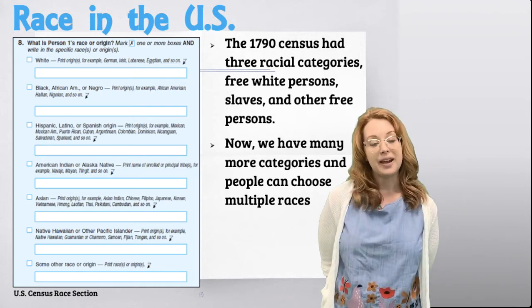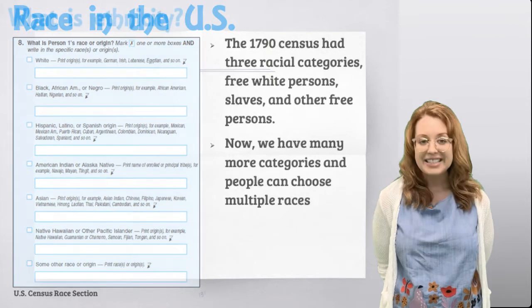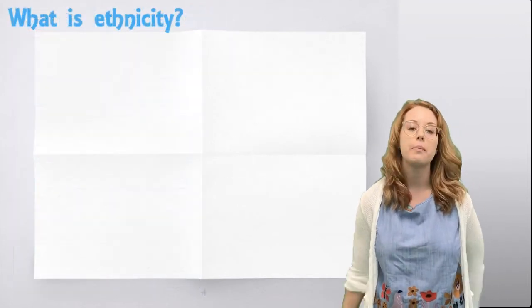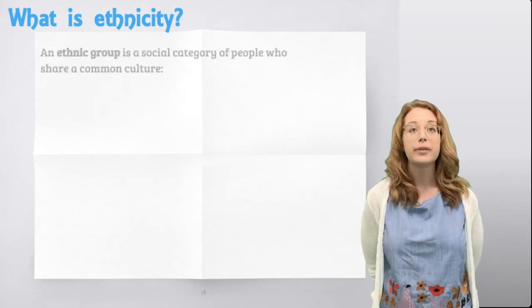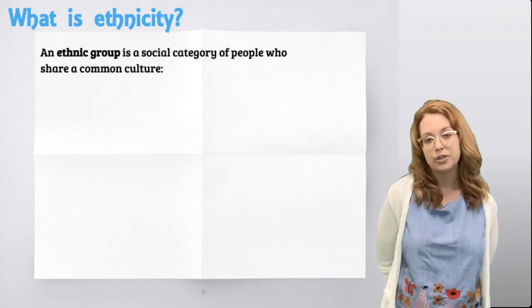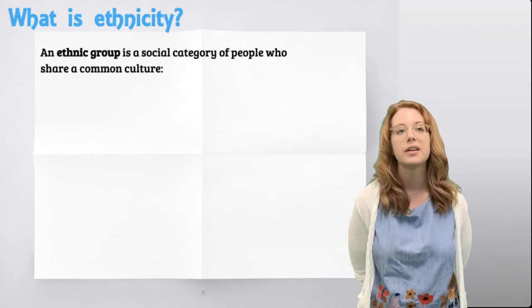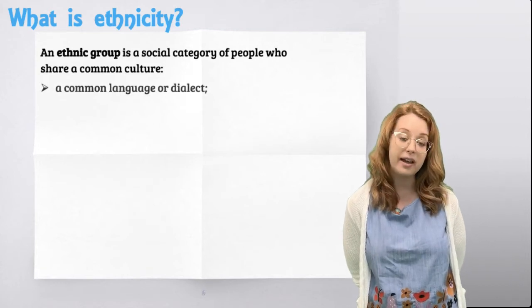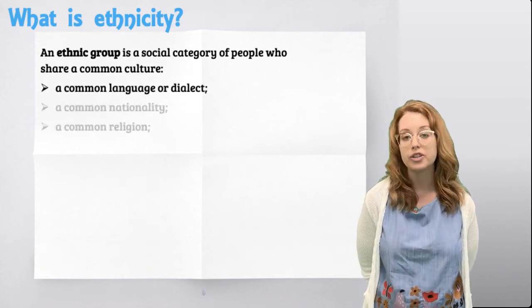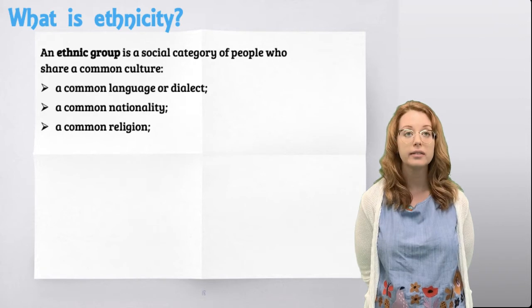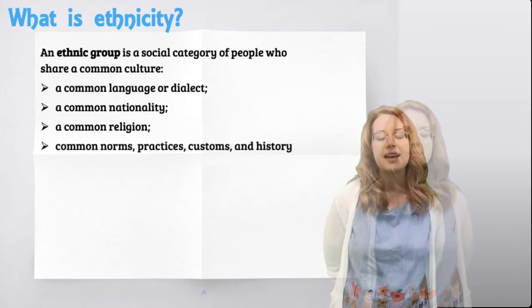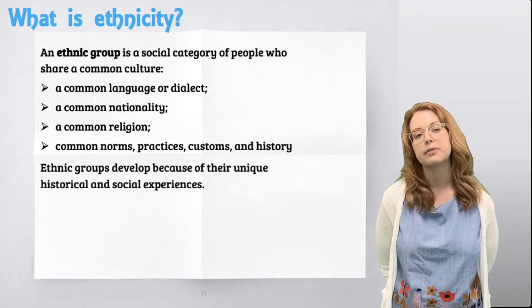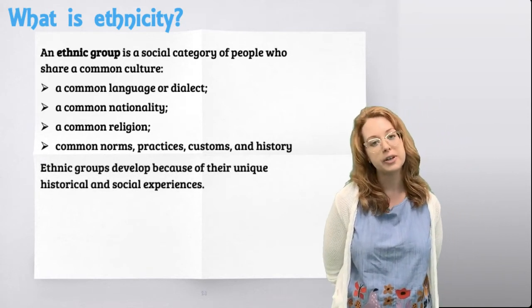So we talked about race. Now let's talk about ethnicity. Race is more biological or physical attributes, and ethnicity is more cultural. An ethnic group is a social category of people who share a common culture. For example, a common language or dialect, a common religion, common nationality, common practices, traditions, or norms. And ethnic groups develop because of their unique historical and social experiences.